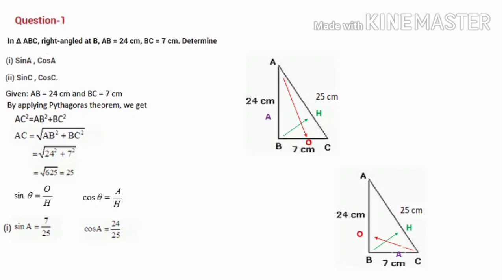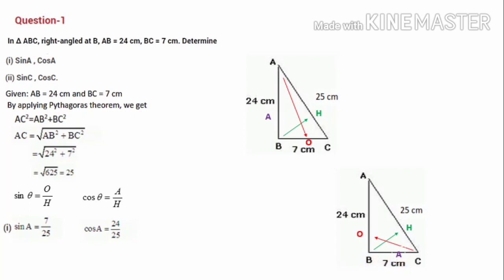Once again, here the angle is C. So we have to draw the triangle again and mark the sides. That is, opposite the 90 degree we have labeled H. Here the angle is C. That's why, based on this C, the opposite side is AB, which we have marked here as O. The leftover side is BC, which we have considered as A.